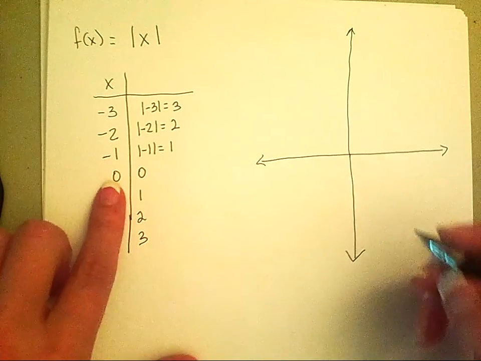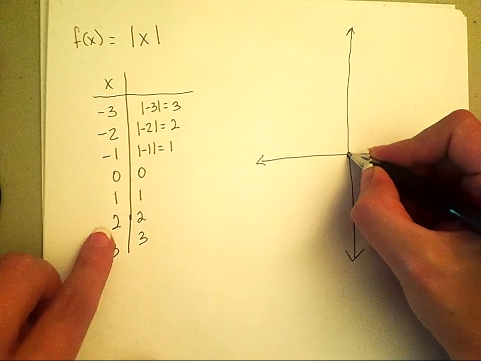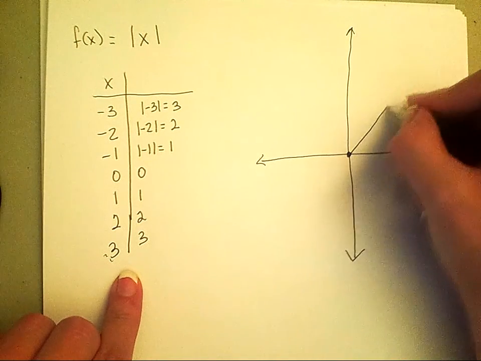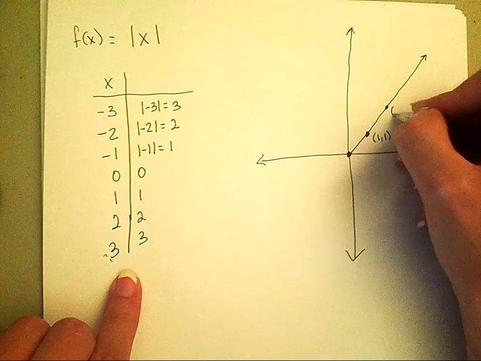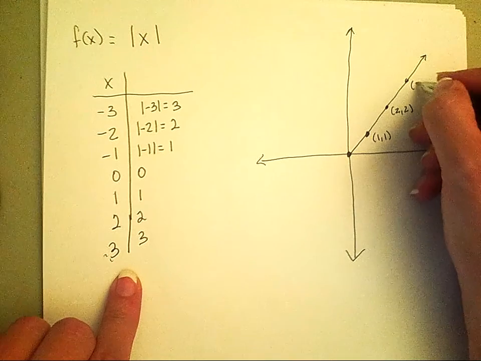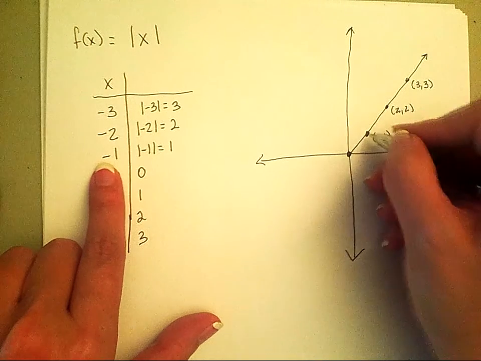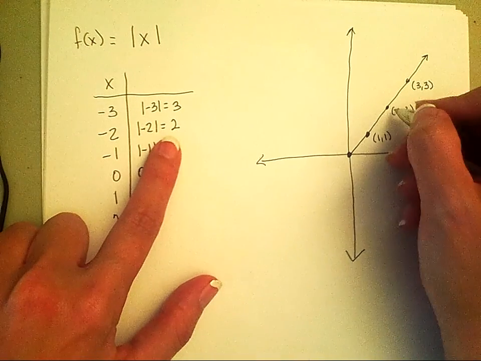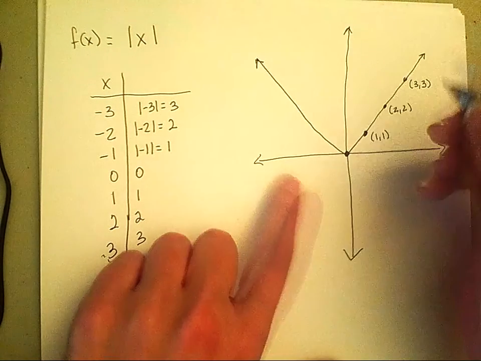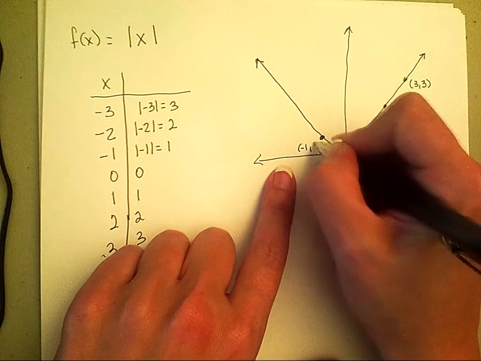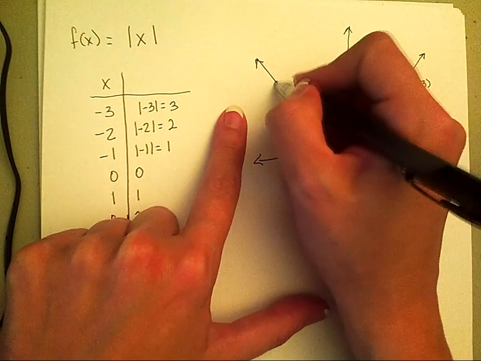So if we were to graph this, here we have the point 0, 0. Then we'd have the point 1, 1, the point 2, 2, the point 3, 3. So this is a 45-degree line. Okay. Now over here, we'll get negative 1, 1, negative 2, 2, negative 3, 3. So it's going to be the mirror image of this. Okay. This is negative 1, 1. This is negative 2, 2. This is negative 3, 3.